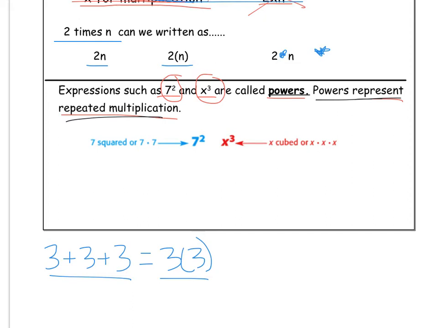So when we see 7 squared, 7 squared is 7 times 7, which is the same as 7 squared, or read as 7 to the 2nd power. X cubed, x to the 3rd power, is x cubed, which really shows that you're multiplying x by itself 3 times. So the larger number is your base, and that smaller number is your exponent.